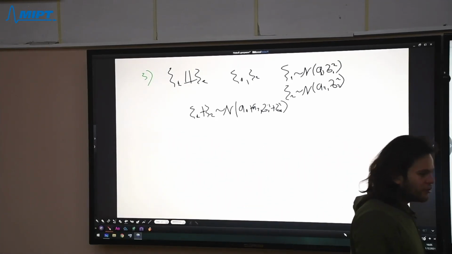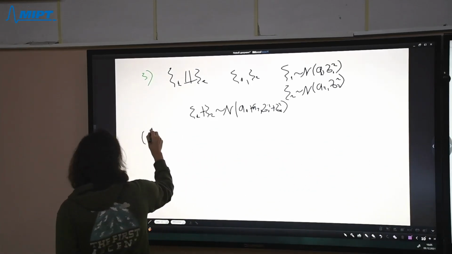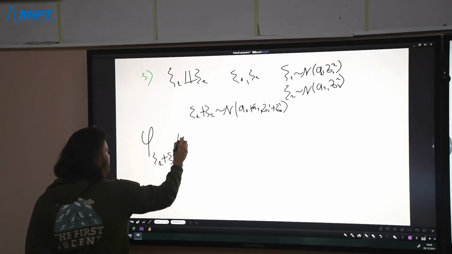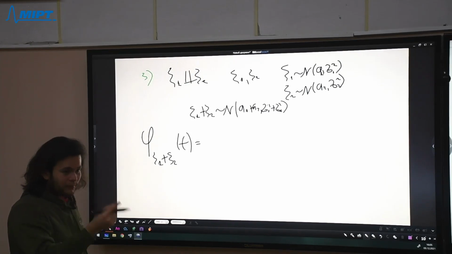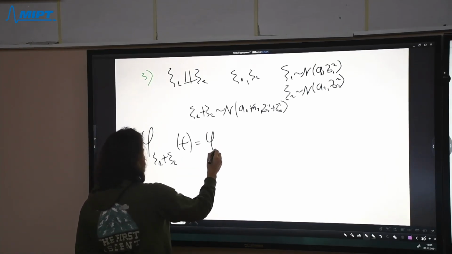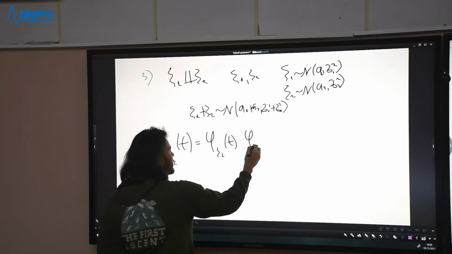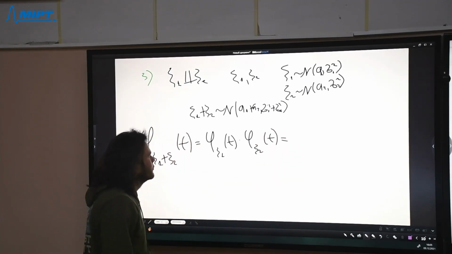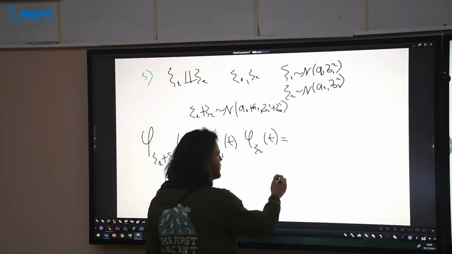Now let's prove it using the characteristic function. I know that the characteristic function of psi1 plus psi2, since psi1 and psi2 are independent, is the product of the characteristic function of psi1 with the characteristic function of psi2. So what is the characteristic function of psi1? We already proved it, so let's find it.